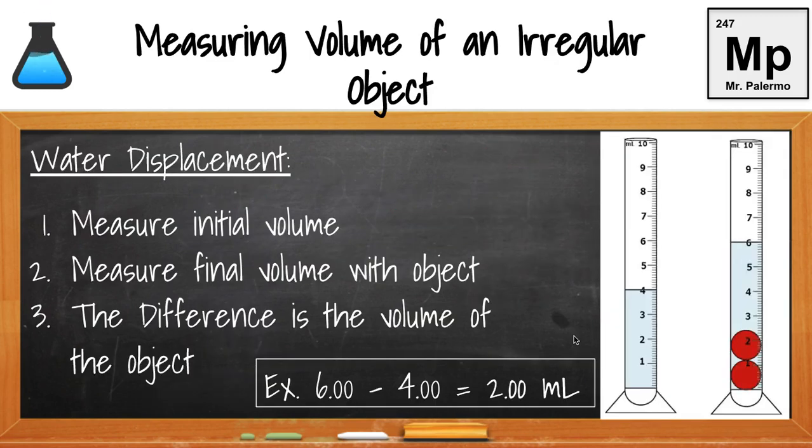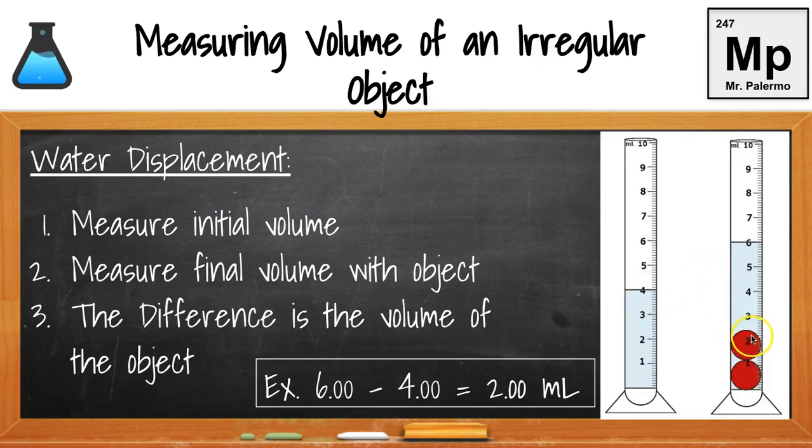How do we measure volume then of something that's an irregular object, like a sphere or some other irregular object that we're measuring in class? Well, we use something called water displacement. And it's really simple. You place a known amount of water in the graduated cylinder. So here we have 4 milliliters.